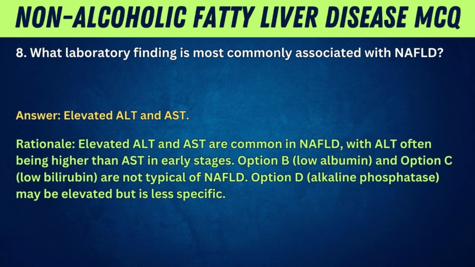Rationale: elevated ALT and AST are common in NAFLD, with ALT often being higher than AST in early stages. Option B, low albumin, and Option C, low bilirubin, are not typical of NAFLD. Option D, alkaline phosphatase, may be elevated but is less specific.